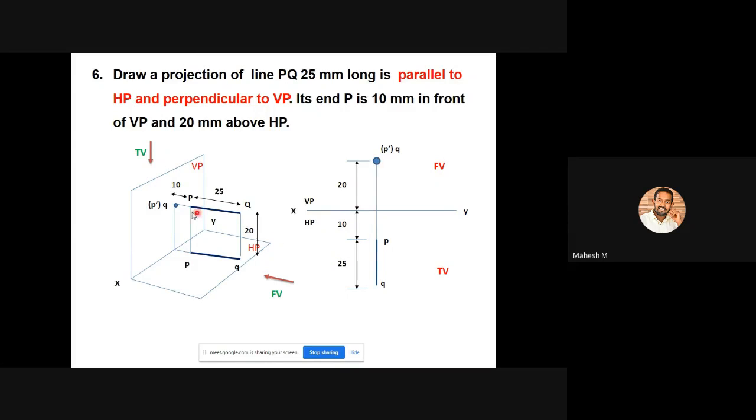Okay. So here this is our condition. So when compared with this vertical plane, it is 10 mm in front of VP. That is point P is 10 mm in front and point Q is 35 mm in front, right? So you have to add this true length with this 10 mm. So it is 35 mm in front.